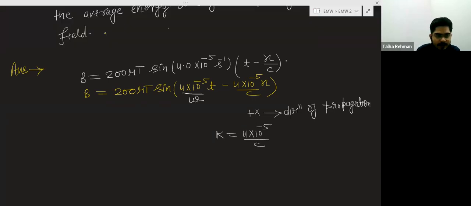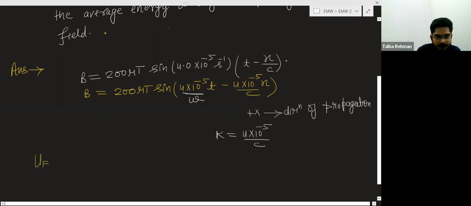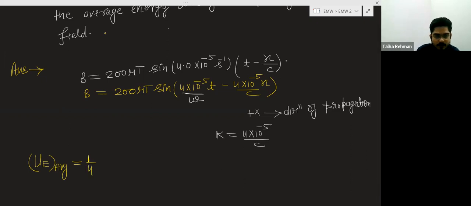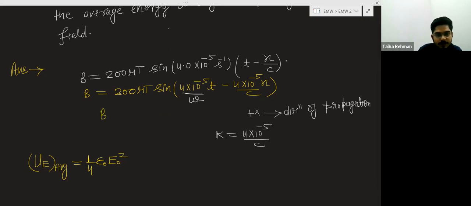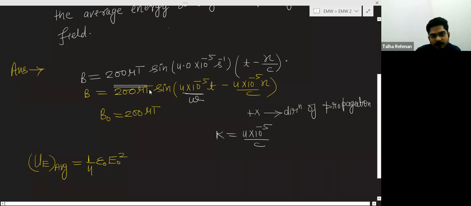Basically, we want to find the electrical energy density. So what is the formula? Half of, 1 by 4 of, 1 by 4 of epsilon naught into E naught square. But we have the value of B naught, that is 200 micro Tesla. This is basically B naught, the maximum value of the magnetic field.